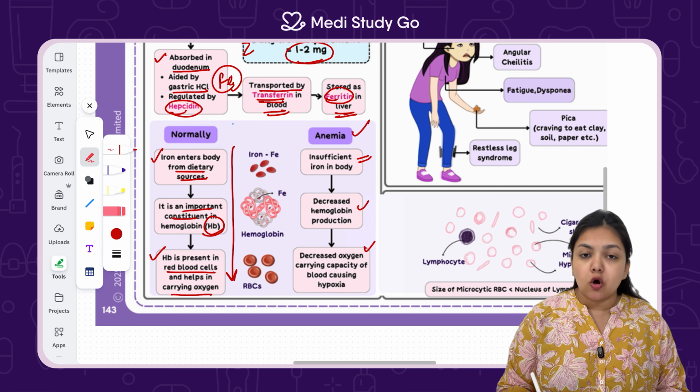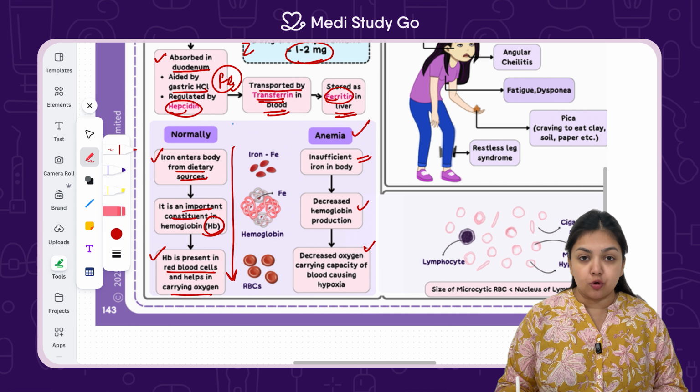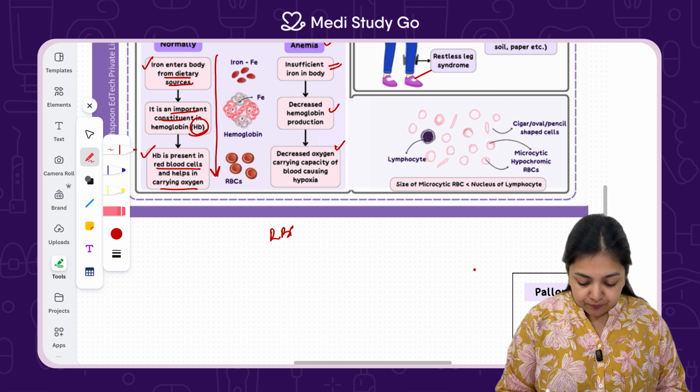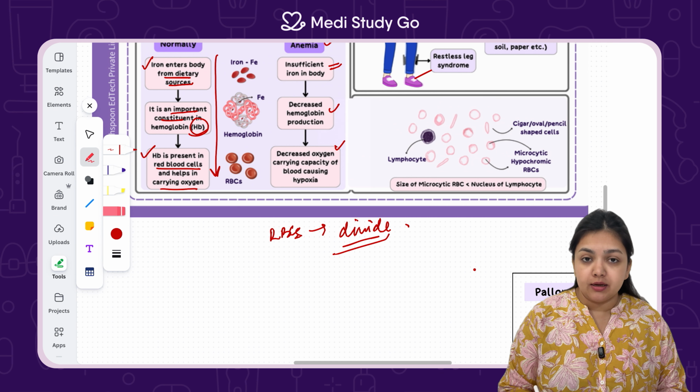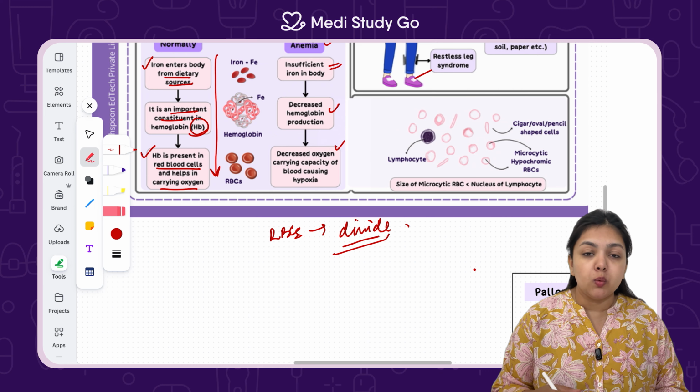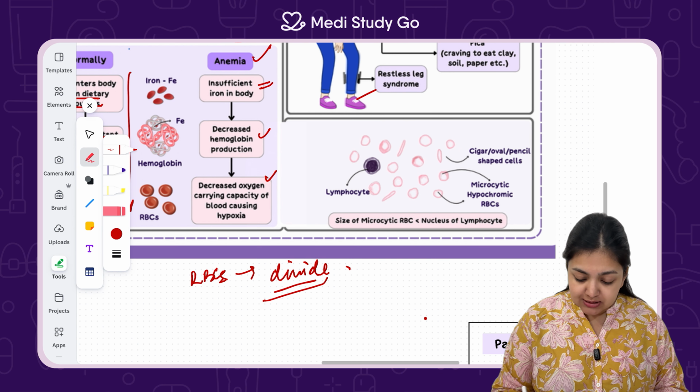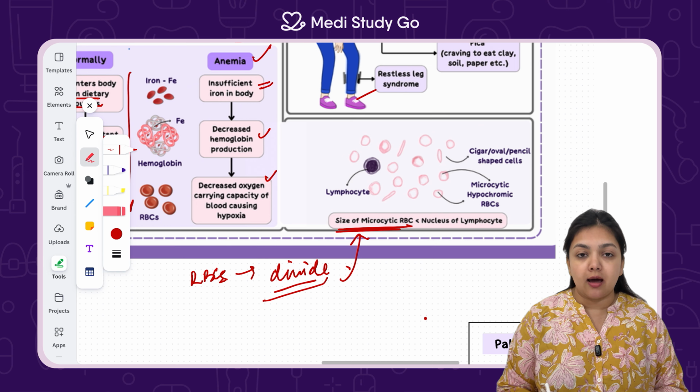This leads to decreased oxygen carrying capacity of the hemoglobin. Now, to compensate for this loss, the RBCs start to divide. They think if we divide, we'll be more in number and maybe we'll be able to compensate for this loss. But due to that division, the ideal quantity of hemoglobin the RBC has to contain, their ideal size, gets compromised. So this leads to division of RBCs and forms microcytic RBCs.